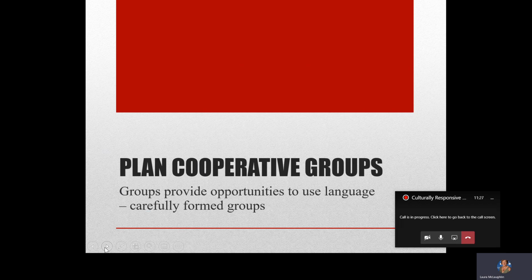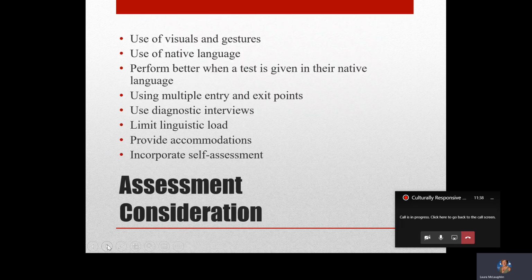And planning cooperative groups, again, is a really great strategy. Groups provide opportunities to use language, and also you want to really think about how you're forming those groups.